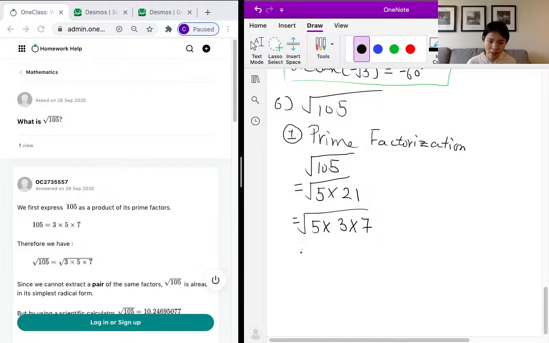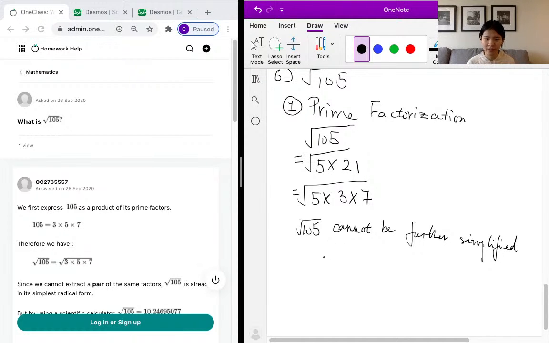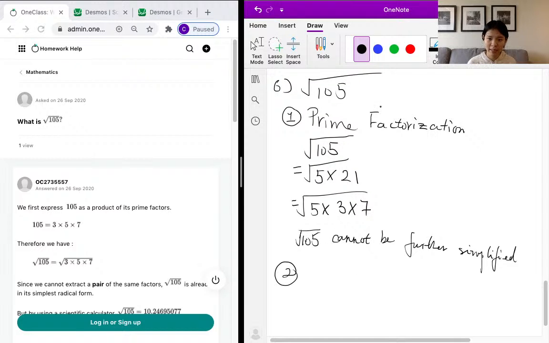However, we notice that the square root of 105 cannot be further simplified, because there isn't a pair of factors for the square root of 105. So the first way is, usually over here you can just say the square root of 105 is just the square root of 105. It isn't too interesting an answer, but as long as you show that you've done prime factorization and say that the root of 105 cannot be further simplified, it's a completely perfect answer. Now let's look at our second way.